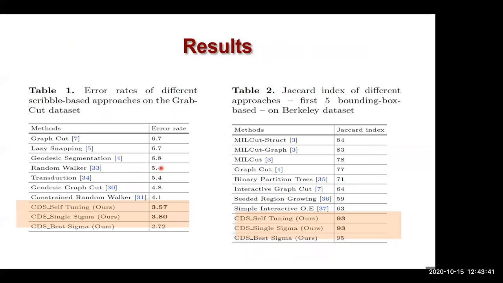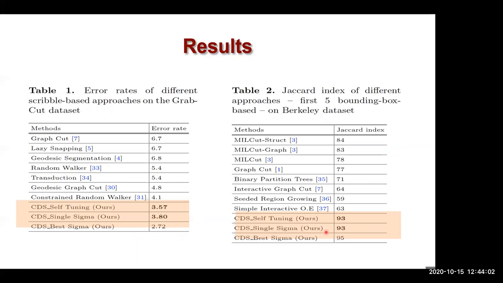Now, of course, we tried our algorithm over several benchmark data sets. Here are some examples. These are the results. And this is with the scribble-based approach. These are state-of-the-art algorithms, and that's the error rate. And we were able to beat all the state-of-the-art algorithms by a significant extent.